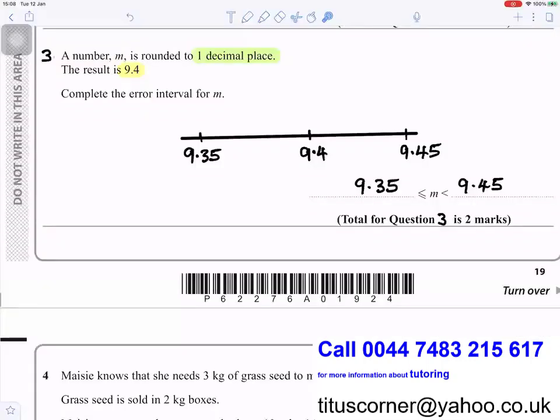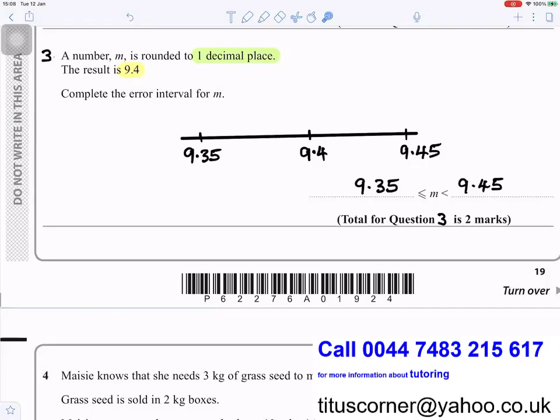Question number 3. A number m is rounded to 1 decimal place. The result is 9.4. Complete the error interval for m. So if we have 9.4 in the middle, you ask yourself, what numbers can you round to get 9.4? It's 9.4 to 1 decimal place.